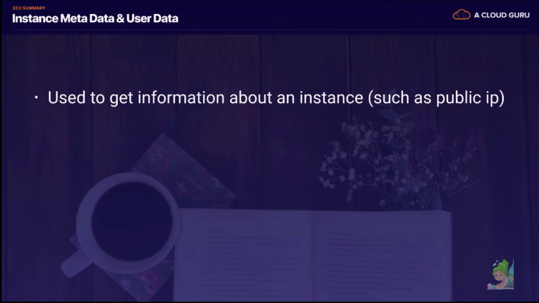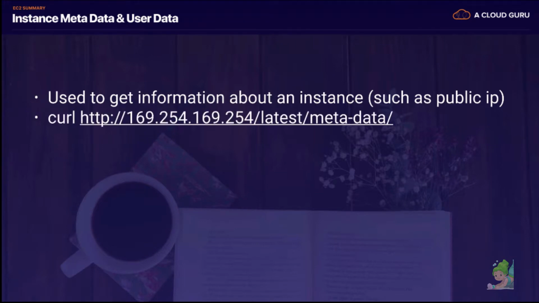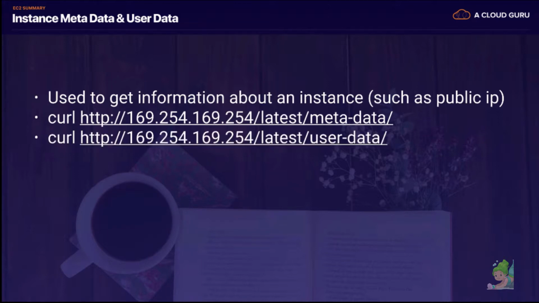We then learned about instance metadata and user data. It's used to get information about an instance such as a public IP. And to do it, you just run a curl on 169.254.169.254/latest/meta-data. If you want to get your user data, which is literally your bootstrap script that is passed to your EC2 instance when it first boots up, again, you just run a curl on 169.254.169.254/latest/user-data.